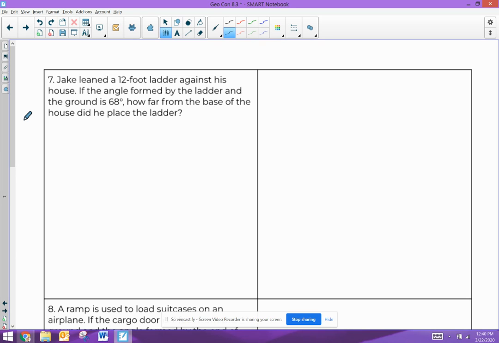So here's a word problem. You can read it. I'll read it too. Jake leaned a 12-foot ladder against his house. If the angle formed by the ladder and the ground is 68 degrees, how far from the base of the house did he place the ladder?